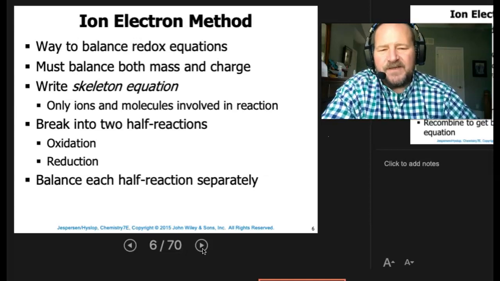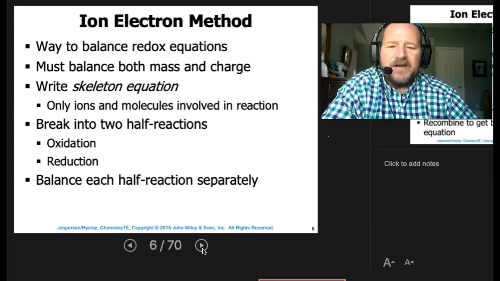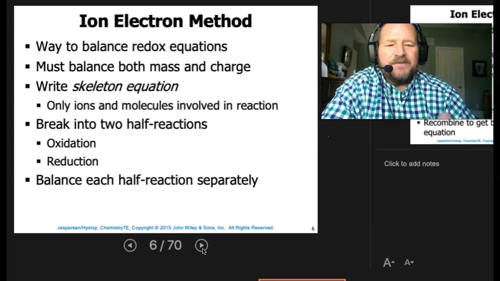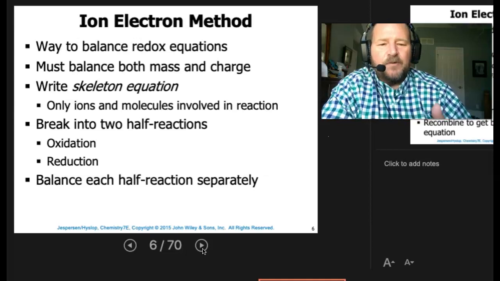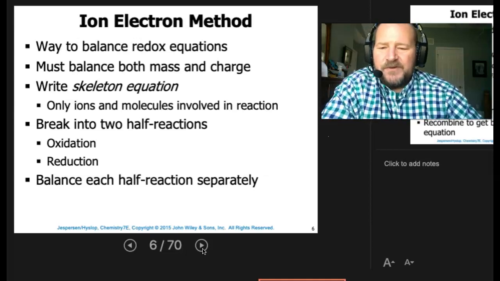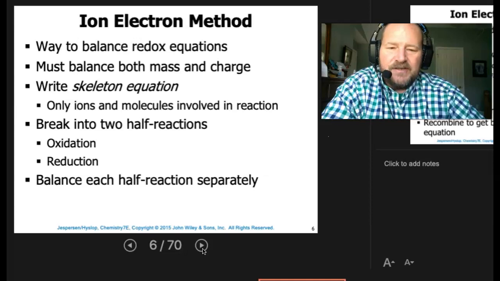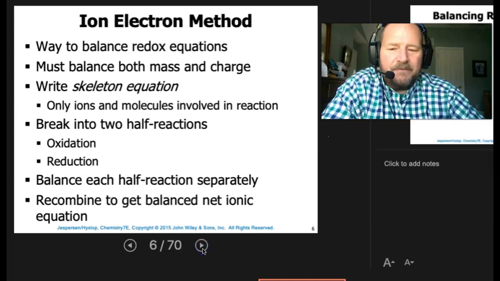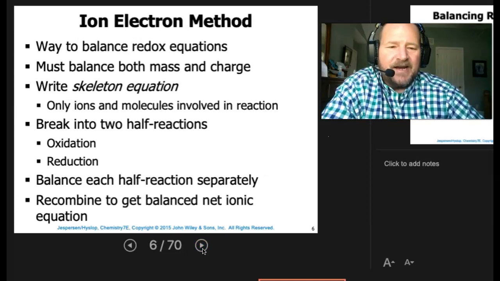So far, the ones we've looked at are pretty simple. You might be able to go ahead and do that, but obviously I'm going to start to give you ones that are a little more complex. It won't be so straightforward. So what we'll do is balance each half reaction separately, then combine them to get the final net ionic equation. And of course, it'll be balanced both by mass and by charge.